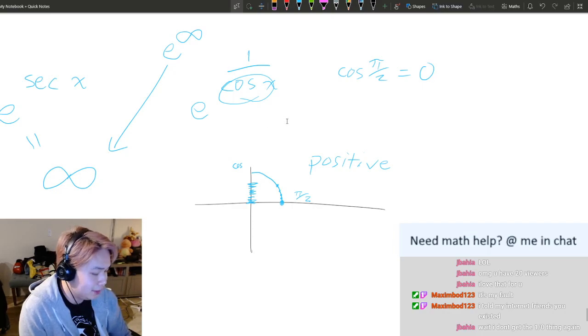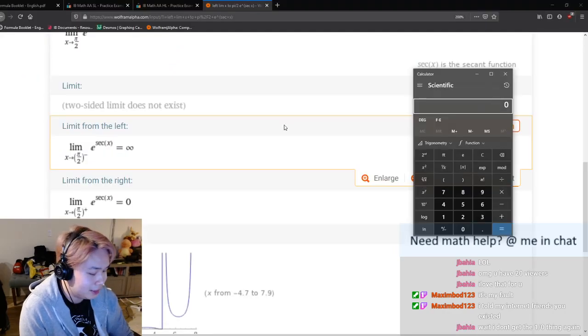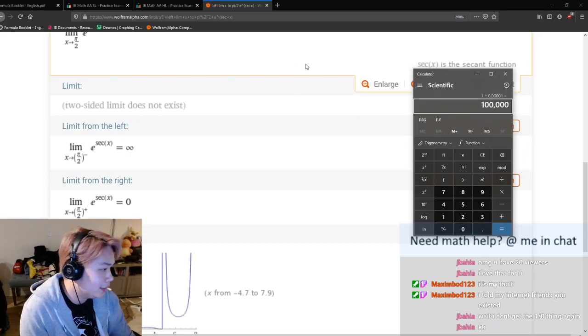Again, if you don't understand, then just take values, right? Take 1 divided by 0.1, you get 10. Take 1 divided by something smaller, 0.0001, you get a larger number. And you know, as this keeps getting smaller, the result gets larger.